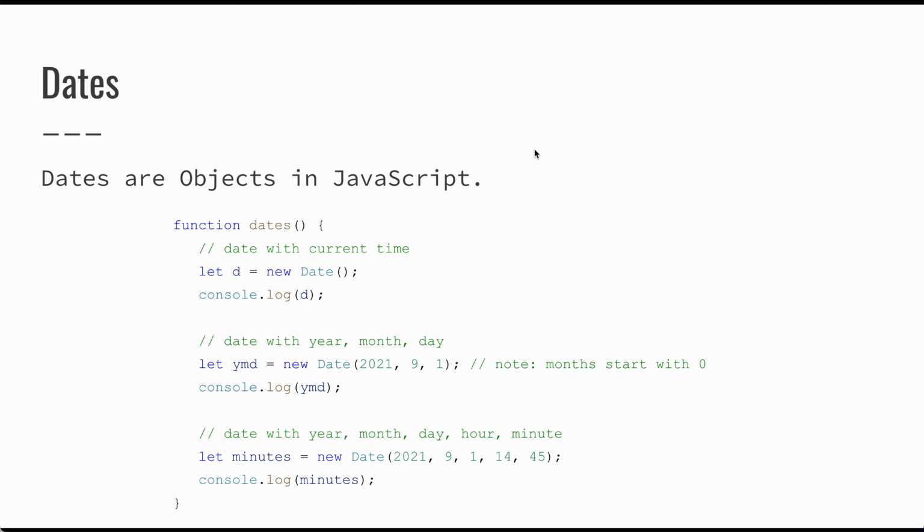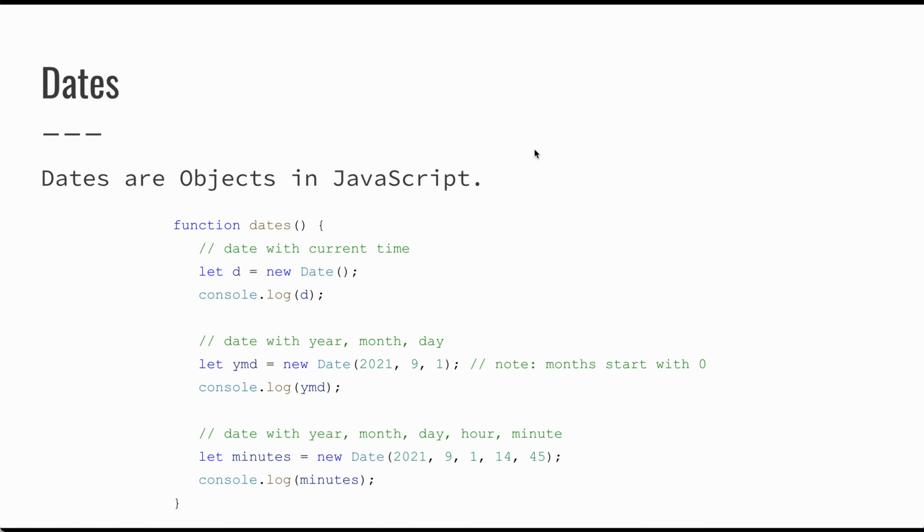Now, finally, we also have access to dates in JavaScript. Dates are built into the language, so we can just create a new date, and dates will allow us to represent calendar dates. And you can instantiate these just as the current time.